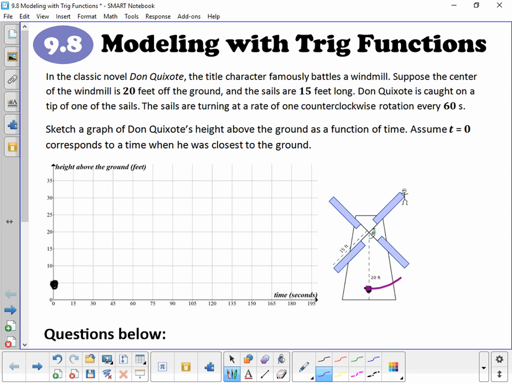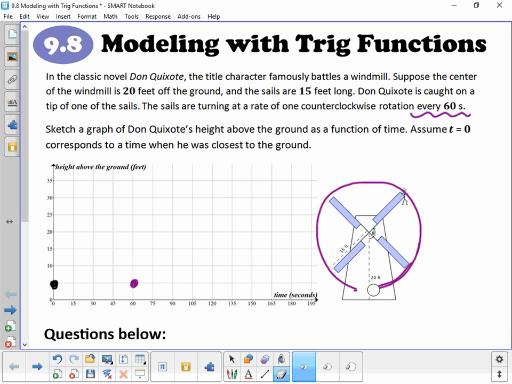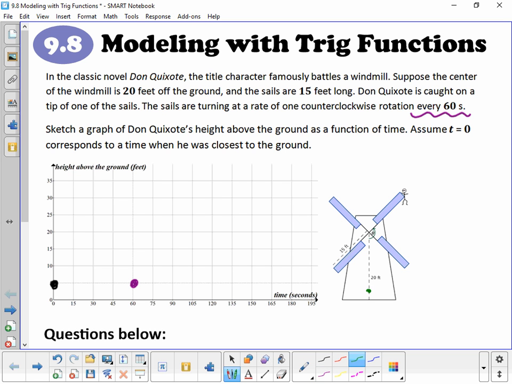Now, as it spins around, you might start thinking about, when will he be back down at the bottom? Well, it tells us that it makes one full rotation every 60 seconds. So when he gets back down at the bottom, it's going to be here at 60 seconds. Okay, let's think about it a little bit more. What else could we figure out? If he starts here, when is he going to get to his highest point? If the whole rotation takes 60 seconds, it should be pretty clear that he's going to reach his highest point after 30 seconds.